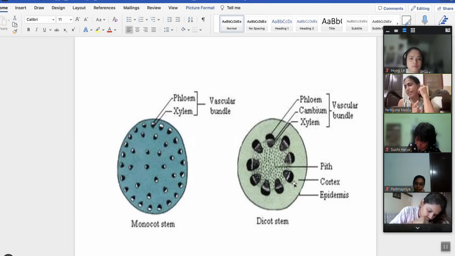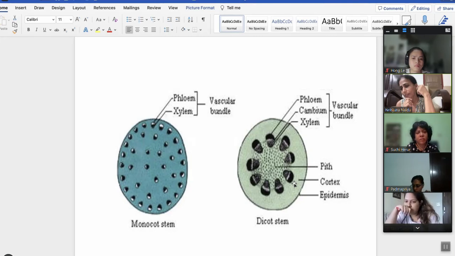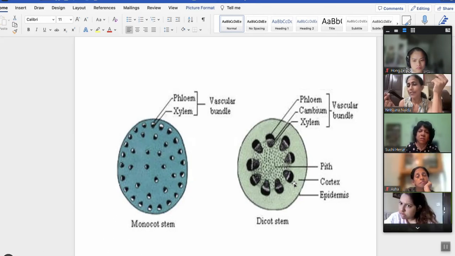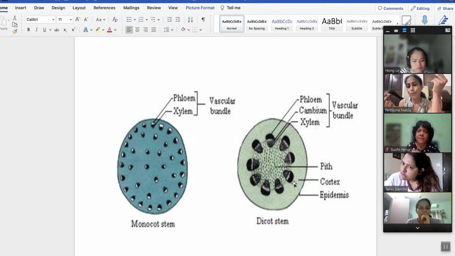These are monocot stems. Any idea what are monocots? Any examples of monocots? A mango seed? Would that be a monocot? No, that's a dicot. And a peach stone? Which one? A peach. Think of a seed that cannot be split. Rice grain, wheat, rice, bamboo, corn.